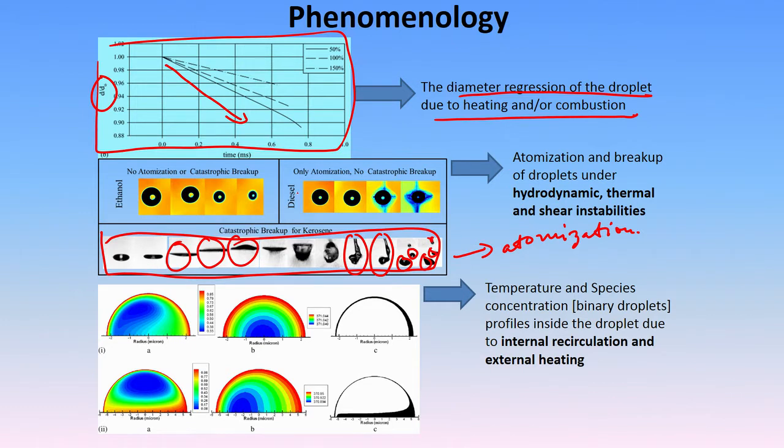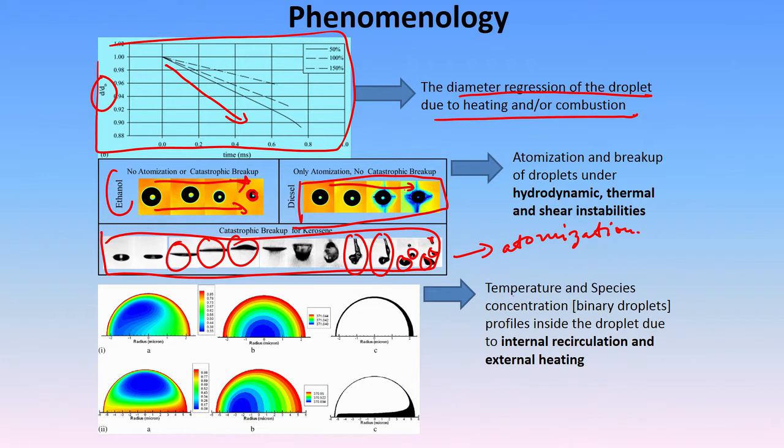And there can be situations where it does not show any such thing and it just shrinks in size. As you can see over here, this is an ethanol droplet. It shows that there is no breakup, there is just a shrinking in size. The droplet just becomes smaller and smaller.